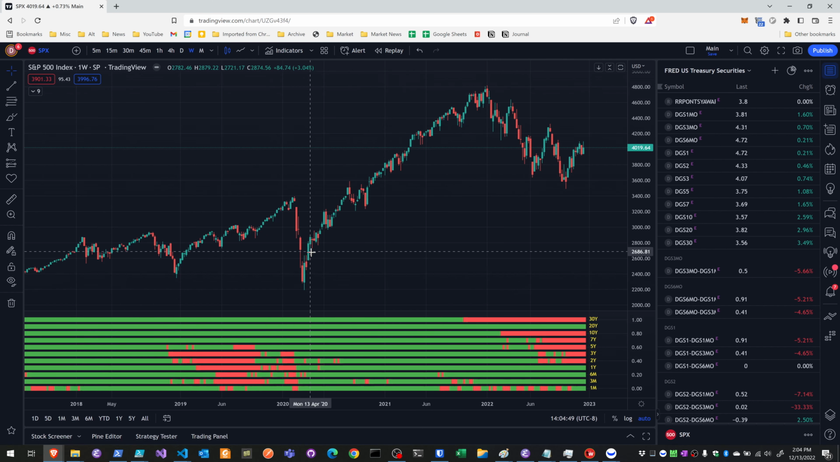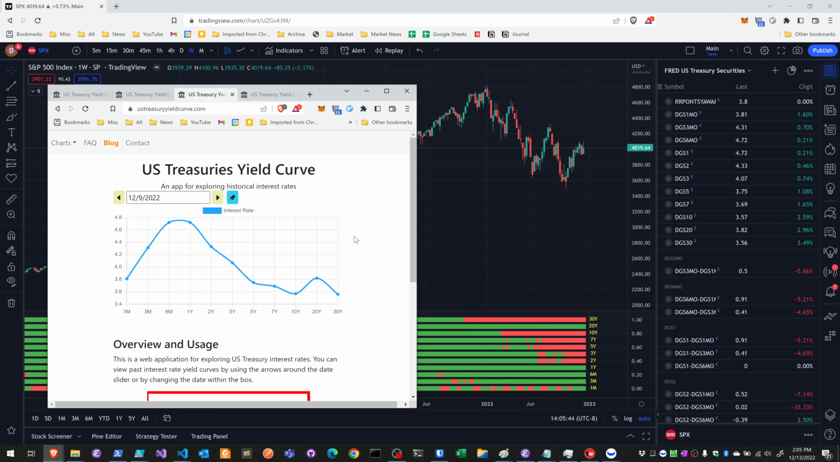What you can see, these bars down here are the indicator, right? The bottom bar is for the 1 month, the 3 month, the 6 month, etc., all the way up to the 30 year. If you see a section of these bars that are red, that basically means that portion of the yield curve is inverted. Okay, so now we're looking at the yield curve on the graph again, right?